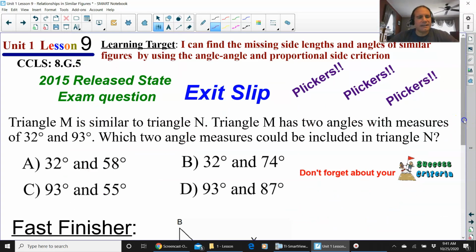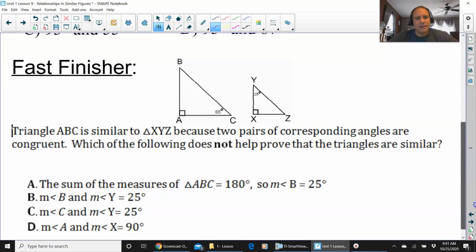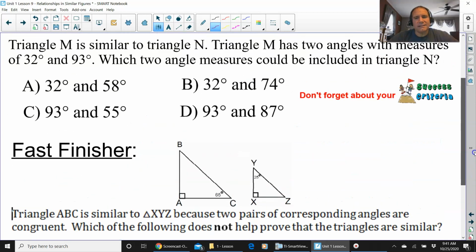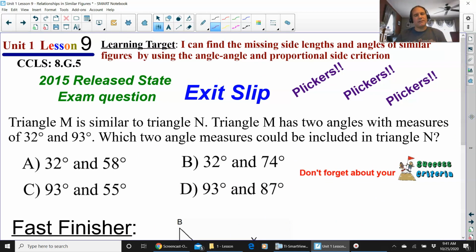Here is the exit slip, and there is a fast finisher here. Go ahead, see if you could do the exit slip first, then move on to the fast finisher. We'll go over both when we come back. Press pause, try that exit slip right now, and we'll discuss it.